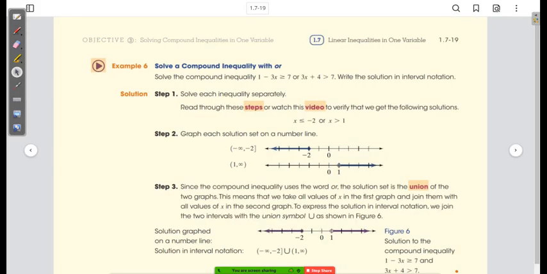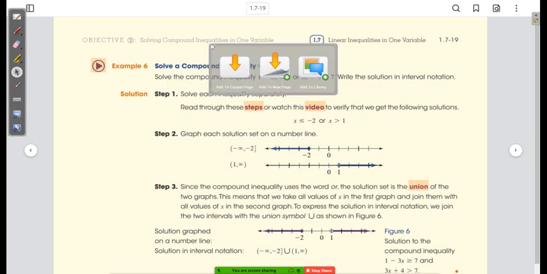Number 6. This is going to be an or, so it doesn't matter which one the solution is to, because we'll just write down the solution to all of them. So similar to before, we're going to rewrite. We're going to put this on the left: 1 minus 3x is greater than or equal to a positive 7. And then we have 3x plus 4 is greater than 7. So let's go ahead and solve these.